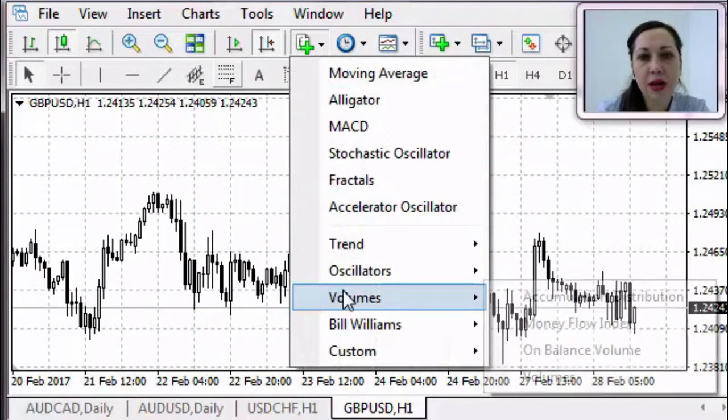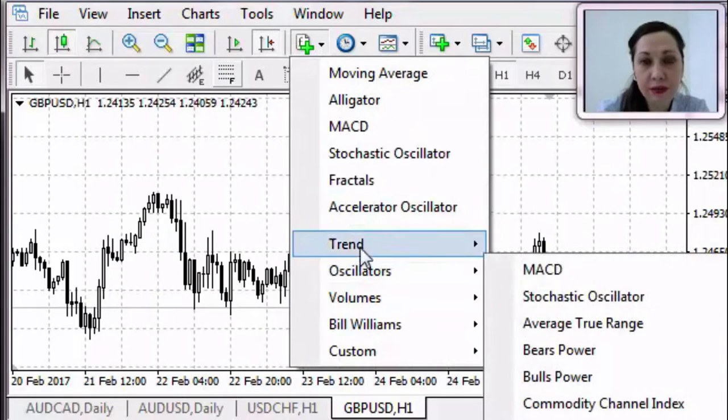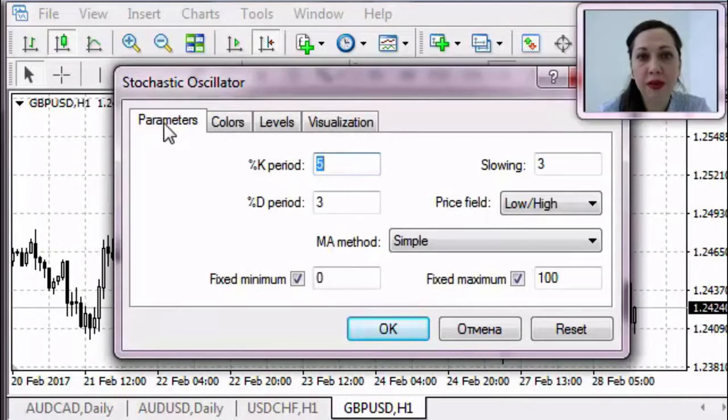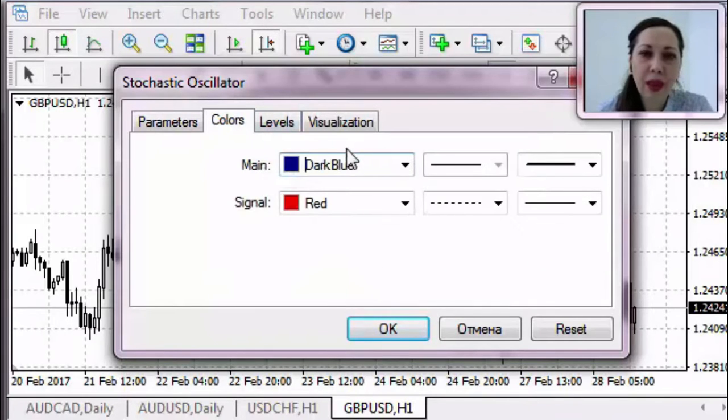You can find it in oscillators. We have some parameters also. So, from all the bunch of lines of different periods, line K and line D were successful. And not to say line K, line D, for me it's hard. I always need to remember what is K, what is D. So one line is called the main line, and the second line is called the signal line. The main line is more important for us. The main line will be dark, and the signal will be red.